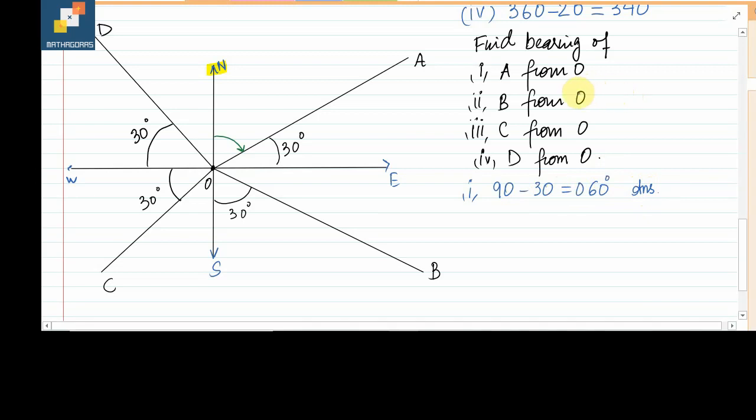The starting point is north of O till the point B. So first thing, I am going to highlight the unknown angle. This angle is unknown, right? Okay. How we are going to find? I am going to use this 30 angle.